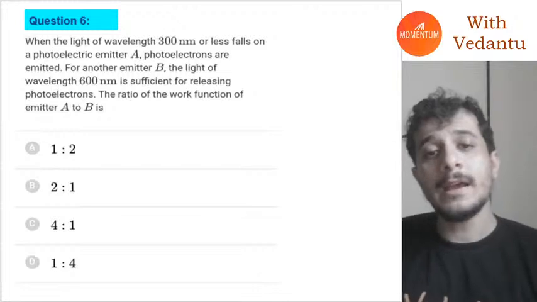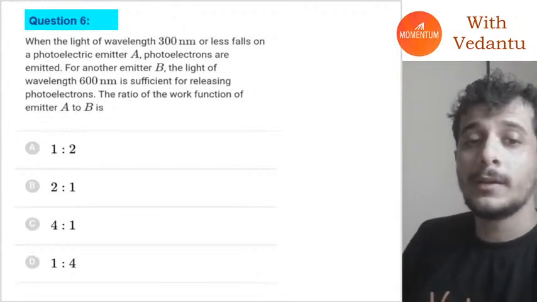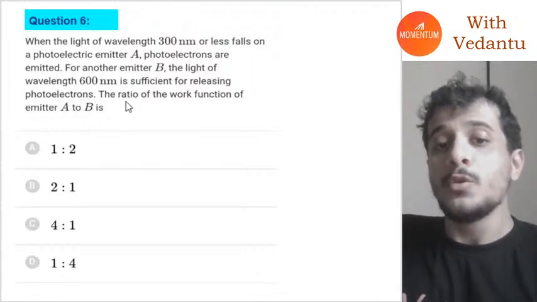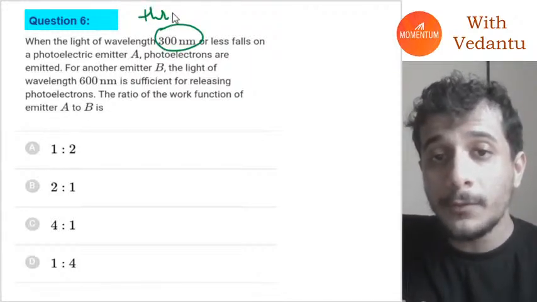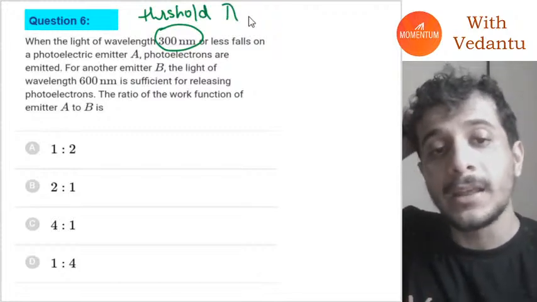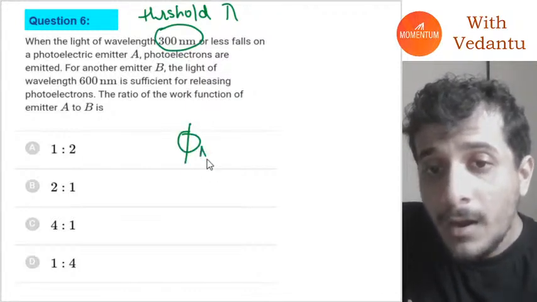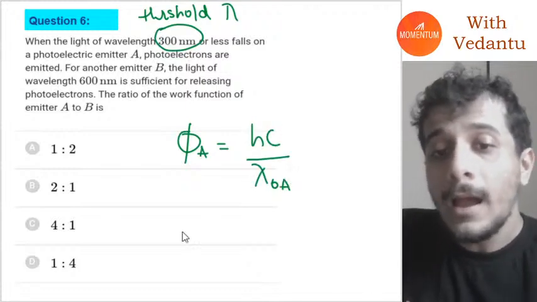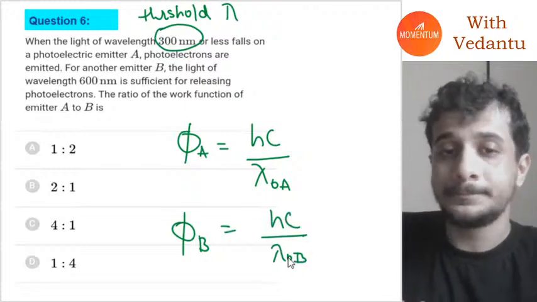Okay, next, when light of wavelength 300 nanometer or less falls on a photoelectric emitter A, photoelectrons are emitted. For another emitter B, light of wavelength 600 nanometer is sufficient. You have to find the ratio of work functions. I have been given the threshold wavelengths for both materials A and B. So I can write phi A is equal to hc by lambda naught A, and phi B is equal to hc by lambda naught B.